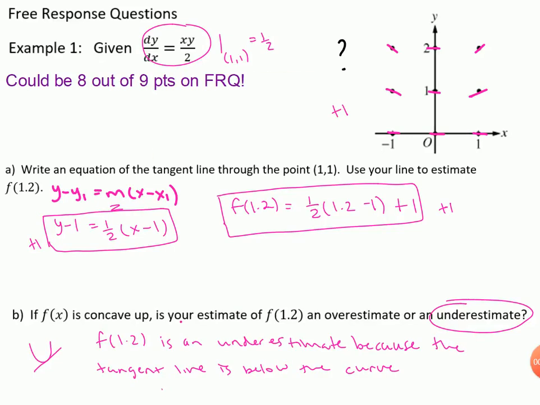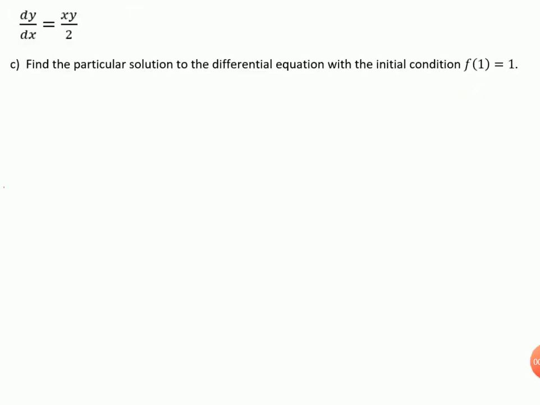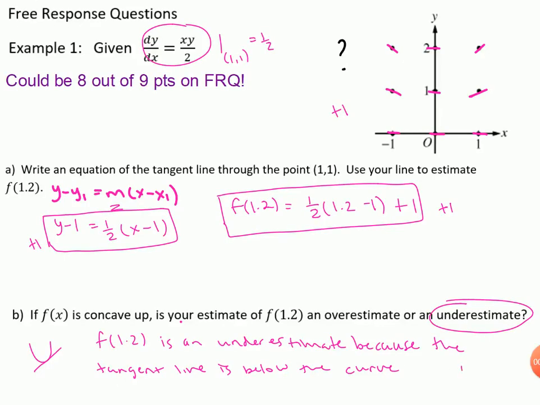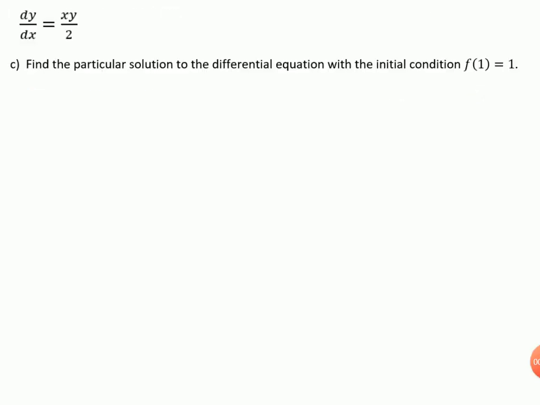Okay, so once again, f of 1.2 would be an underestimate because the tangent line is below the curve. You could mention that the function is concave up, not really necessary here. Okay, let's take a look at the next, oh, by the way, point systems. Let's talk about that. This would be 1 point right there. So point number 4.